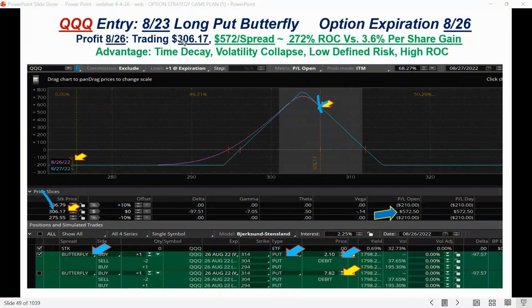So at that price, 306.17 wasn't perfect, but it was still a really nice profit. This was up 572 per butterfly contract. If you did one butterfly, you made 572 bucks. So the spread went from a $2 debit cost where it was set up to 7.82. All right, so there's your profit. That's a 272% return. A lot better than if you'd sold short the QQQ, you would have made 3.6% per share gain. So taking advantage of time decay, that volatility collapse, which goes out to zero, low defined risk, high potential returns. So that's your butterfly, kind of a wider butterfly setup there.